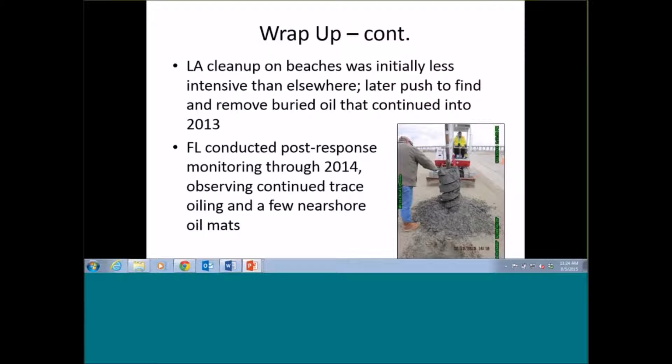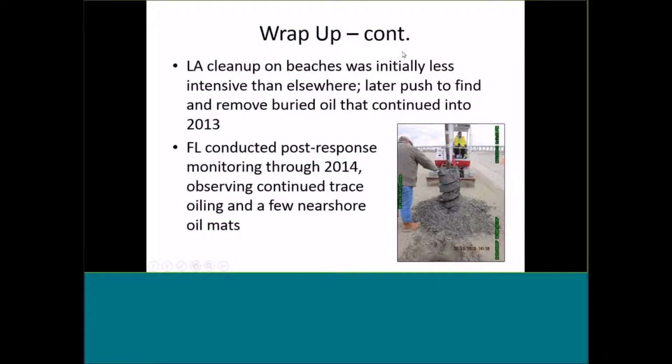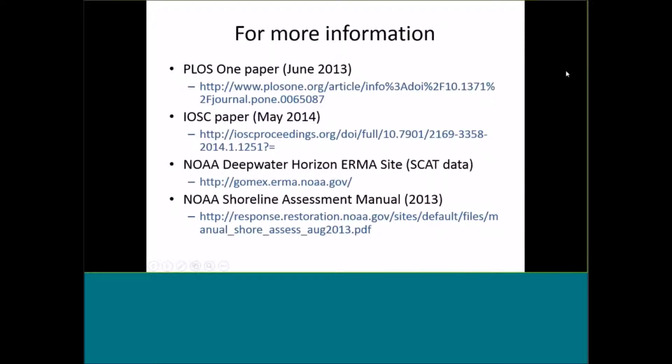Next slide. I think we'll hear some more about what's going on in Alabama even now from some of the other speakers, so that'll be good. For more information, and we can circulate this later, it's probably hard to get down because some of the links are long, but a lot of this information is summarized in a paper in the Journal. IOSC is the International Oil Spill Conference, and there's a more recent update there. If you're interested in looking at the SCAT data themselves, you can go to NOAA's IRMA website. If you're more interested in SCAT and the methods that contribute to all this, you can see the SCAT Shoreline Assessment Manual online as well.